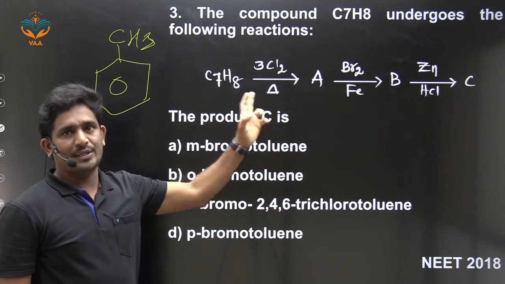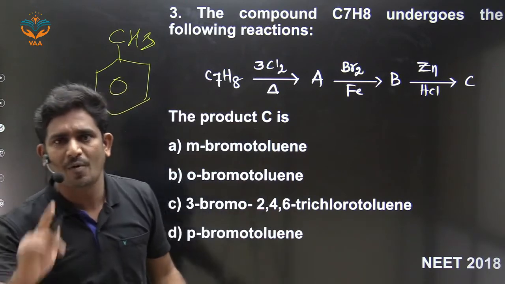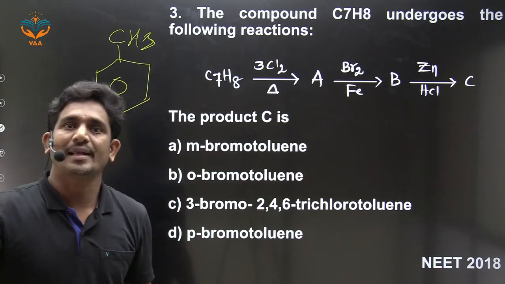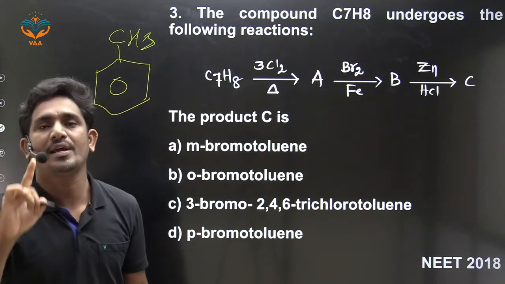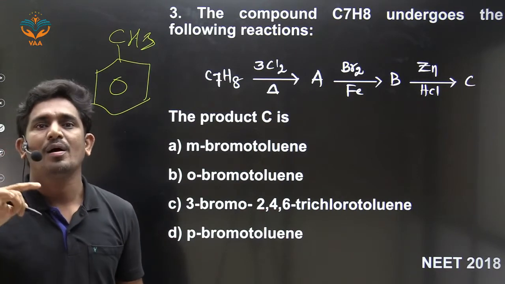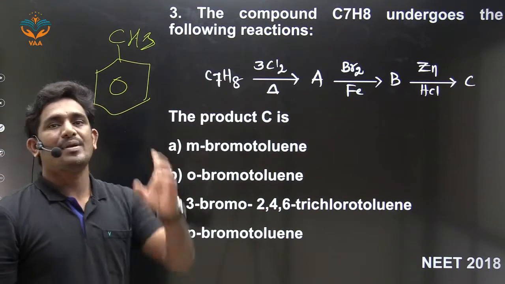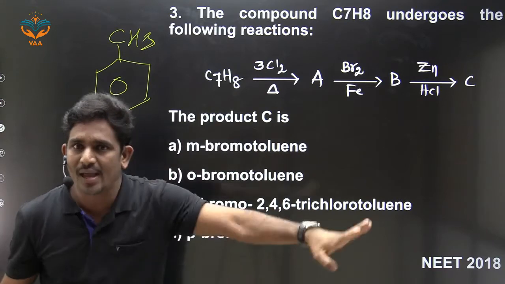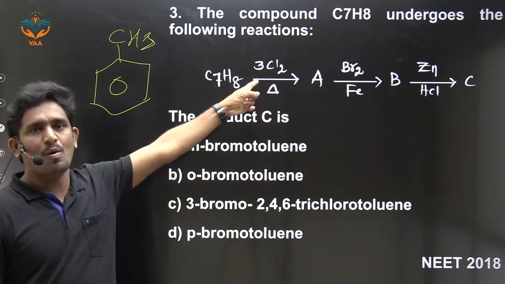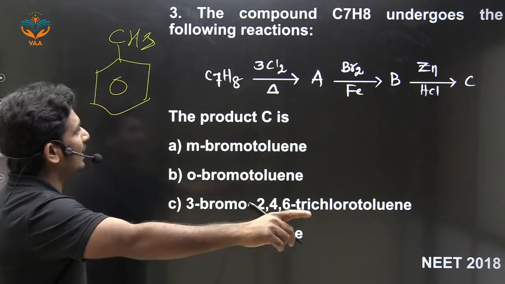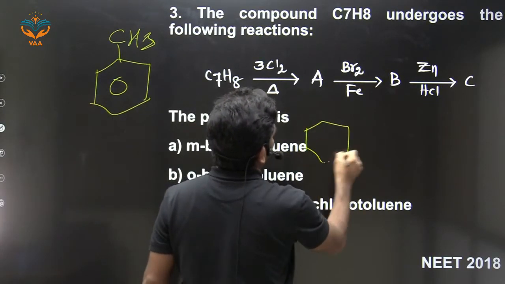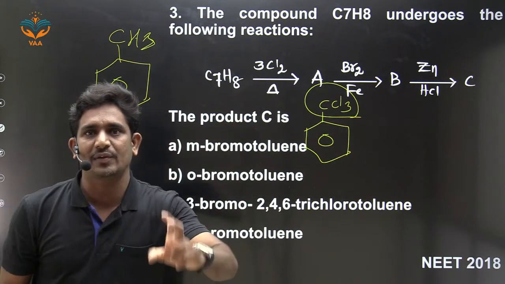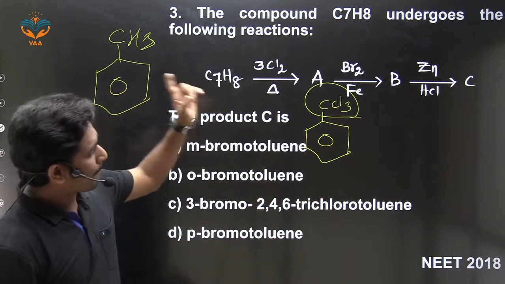Cl2 at high temperature. At high temperature, Cl2 undergoes homolysis and generates free radicals. These free radicals are more reactive toward benzylic hydrogen atoms. All the benzylic hydrogen atoms are replaced by chlorine because 3 moles are given, so you will get CCl3. CCl3 is a strong deactivator and will direct the incoming electrophile to the meta position.